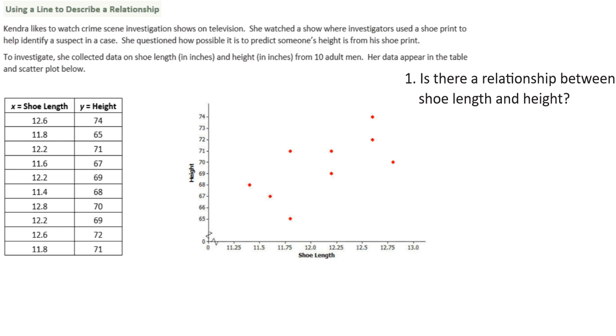Today we're going to be practicing using a line to describe a relationship. In this example, Kendra likes to watch crime scene investigation shows on television. She watched a show where investigators use a shoe print to help identify a suspect in the case. She questioned how possible it is to predict someone's height from his shoe print.